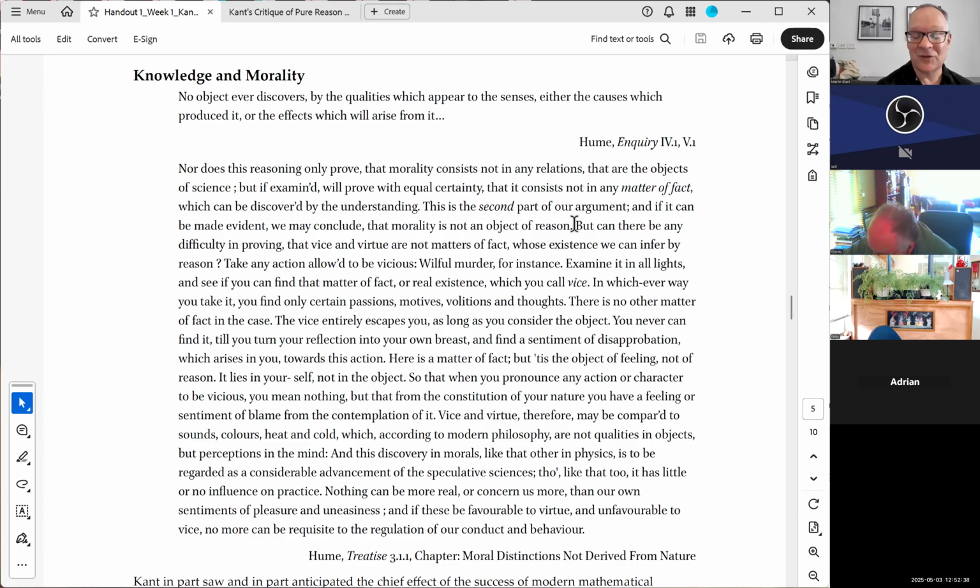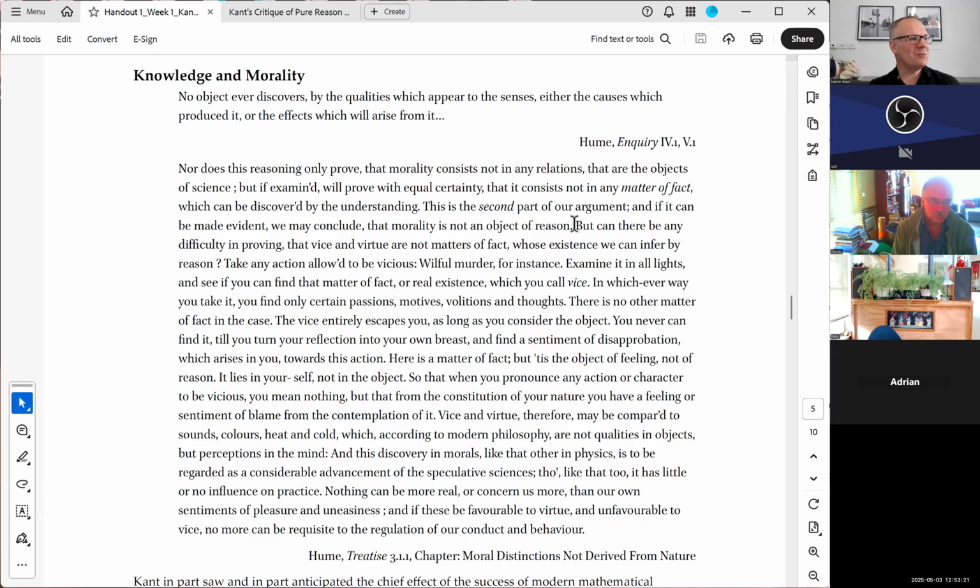"Take any action allowed to be vicious, willful murder, for instance." Okay, a murder. "Examine it in all lights and see if you can find that matter of fact or real existence which you call vice. In whichever way you take it, you will find only certain passions, motives, volitions, and thoughts. There is no other matter of fact in the case. The vice entirely escapes you as long as you consider the object." So you see someone being murdered, and there's no matter of fact about that murder that is bad or good. Good and bad are sentimental reactions, but they're not matters of fact.